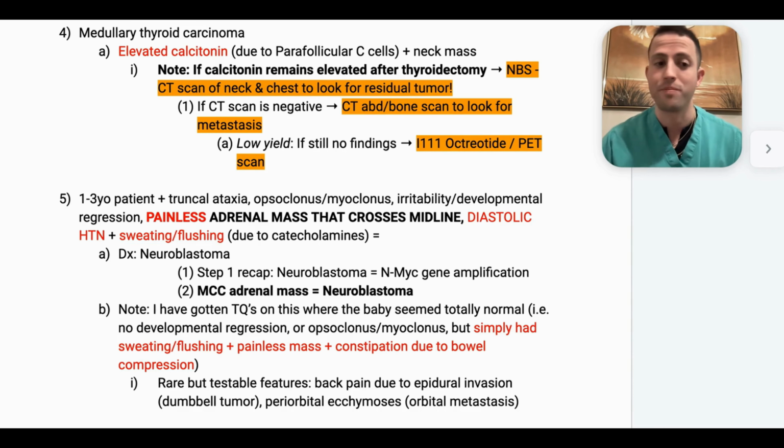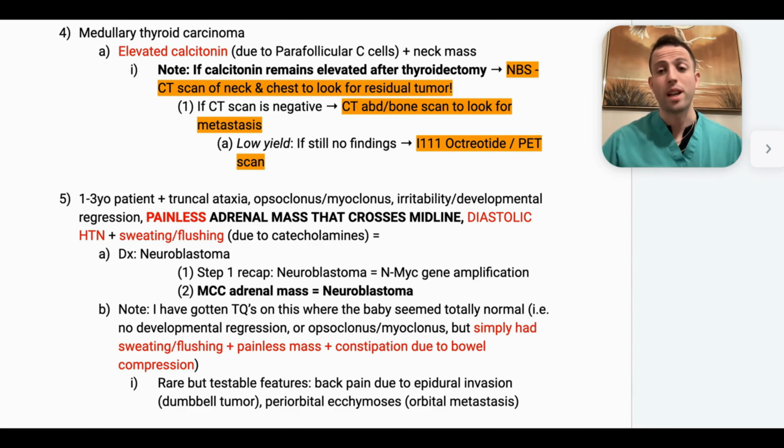All right, and so for neuroblastomas, if you see them, a step 1 recap fact is it's an N-MYC gene amplification, and it's the most common adrenal mass. So if you're unsure if it's a young child that's 1 to 3 years old, they have an adrenal mass, your differential should include neuroblastoma at the very top.